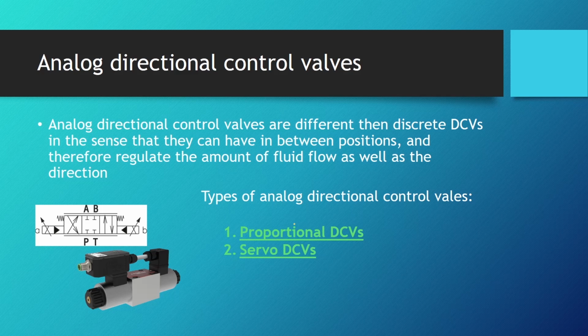Analog DCVs are different than discrete ones in the sense that they can have in-between positions, and therefore they can regulate the amount of fluid flow as well as the direction. This is a symbol which you can recognize, but it has parallel lines beneath and above, which tells us that this valve is kind of on a rail and can occupy in-between positions, regulating the flow. There are two types of analog directional control valves: proportional DCVs and servo DCVs. We will cover both in 2 separate lessons.